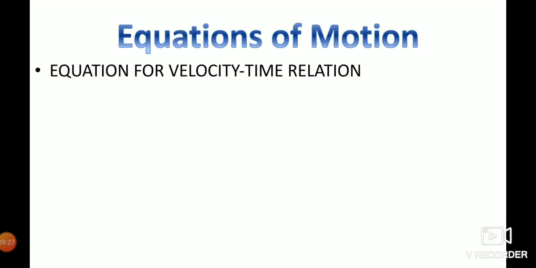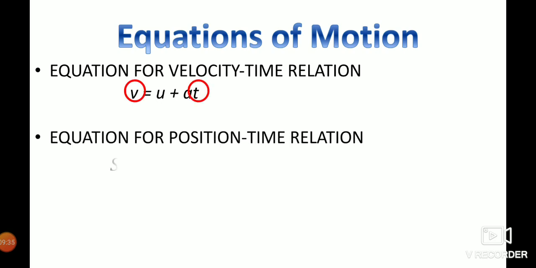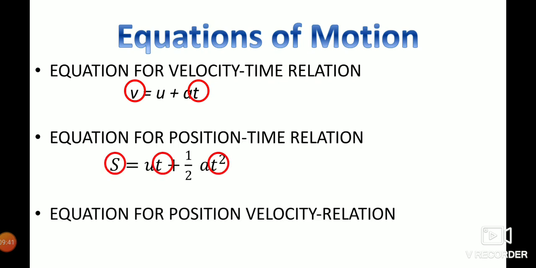Let us revise again the equation for velocity time relation: v = u + at. Equation for position time relation: s = ut + (1/2)at². Equation for position velocity relation: 2as = v² − u². These were the three equations of motion which we have recently derived.